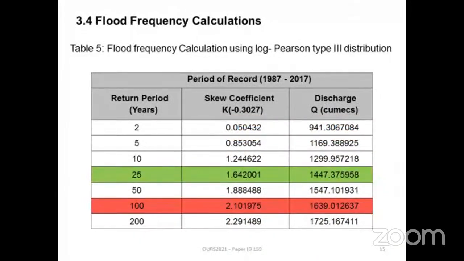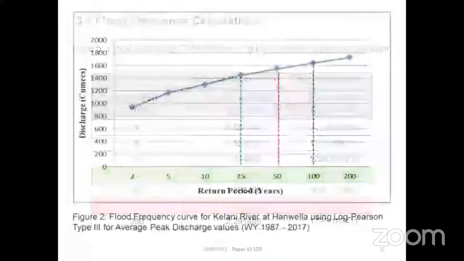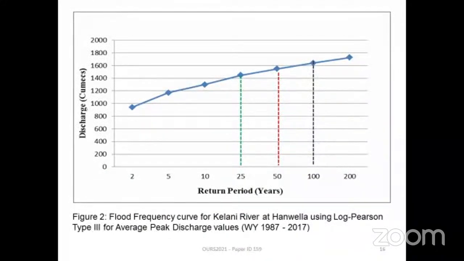Table 5 shows the flood frequency calculations using log Pearson type 3 distribution, return period, and the flood magnitude. In the red color row, it says that after 100 years, it will exceed the maximum value of annual peak discharge shown in the year 2016. And further, in the green color row, it shows that after 25 years, it will exceed the second maximum value of annual peak discharge of Qmex shown in the year 1989. In figure 2, the flood frequency curve shows it graphically.